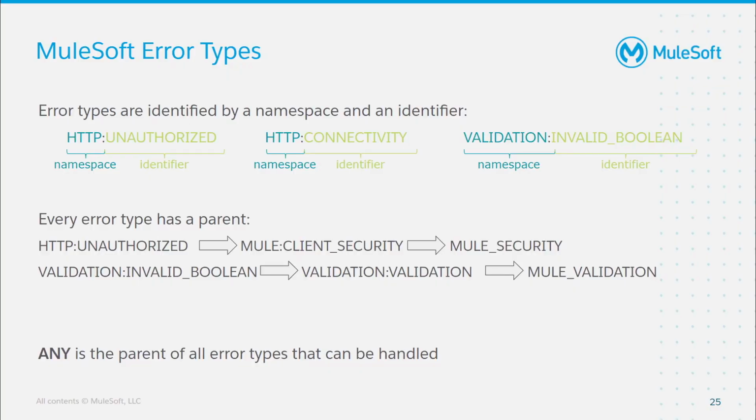As we discussed at the beginning of this presentation, one of the important components of an error object is the error type. The error type is used by the error handlers to help categorize the errors and determine how to handle them. All of the errors are classified within MuleSoft within a hierarchy, and the type of any is the parent of all errors that can be handled.